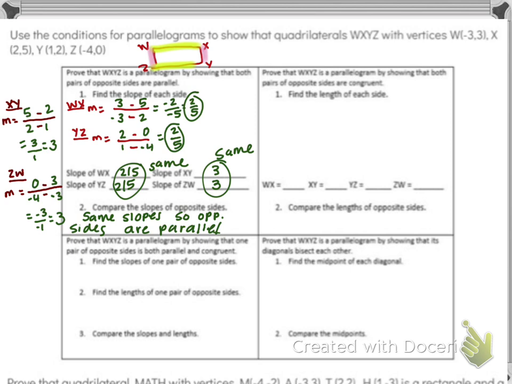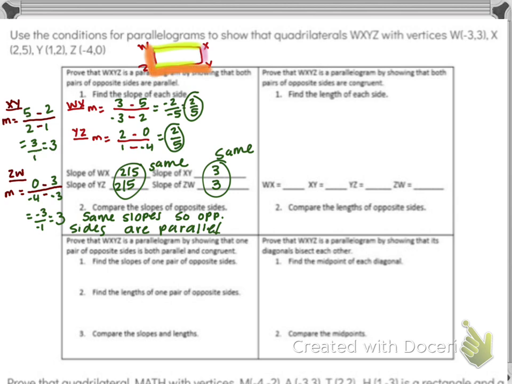Like I said, pause, try the next one. I'm going to be moving on to this next one right here. All right. And actually, before I go on to that one, right here I can tell you that this one is a parallelogram.